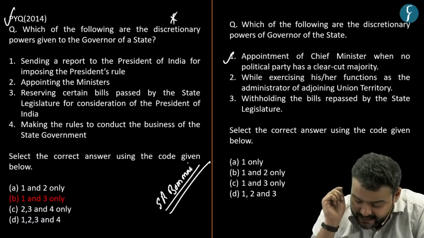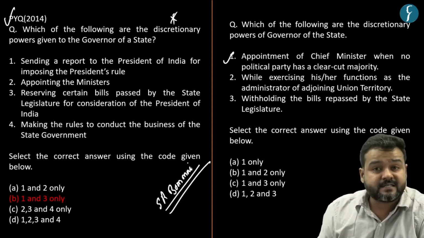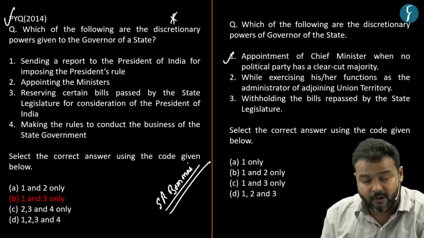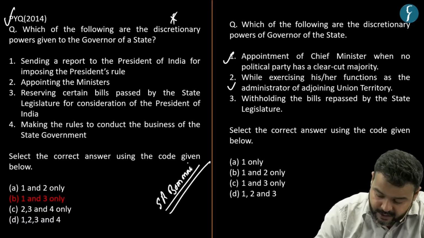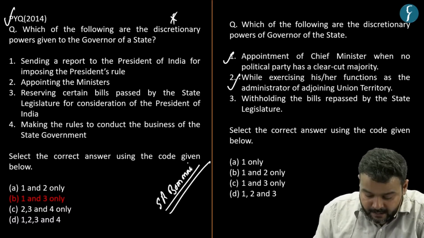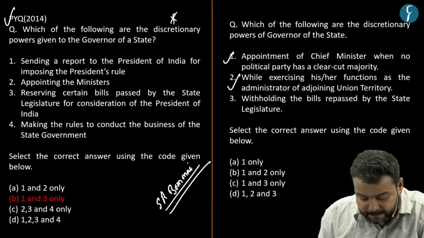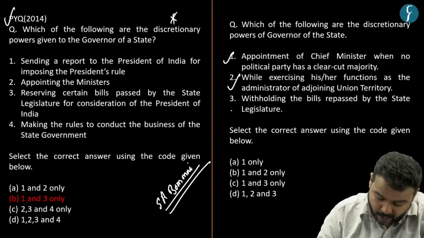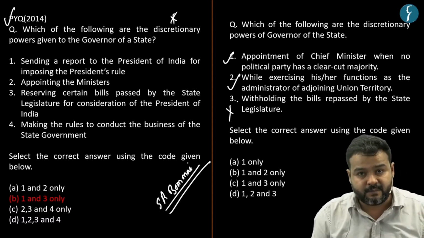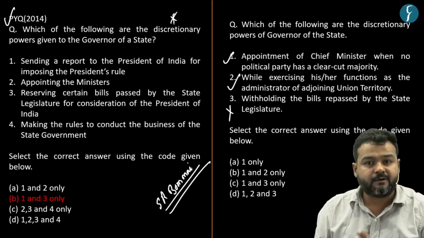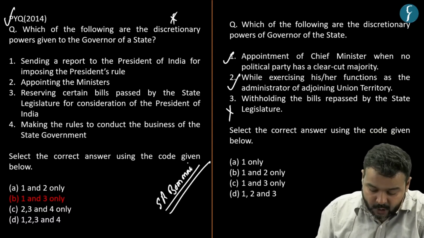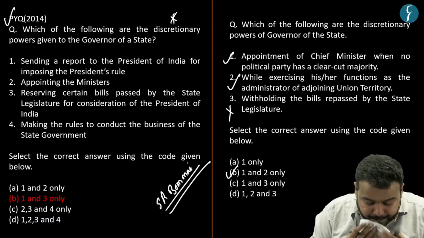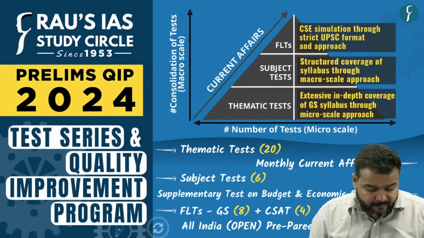The second statement says the governor enjoys discretionary power while exercising his or her function as the administrator of an adjoining union territory. Now, this statement is correct. The third statement says that withholding the bills repassed by the state legislature is a discretionary power. No, as you know, as per the judgment, it is no more a discretionary power. He has to give his assent. So our answer would be B, that is 1 and 2 only. So that will be all from the prelim section.